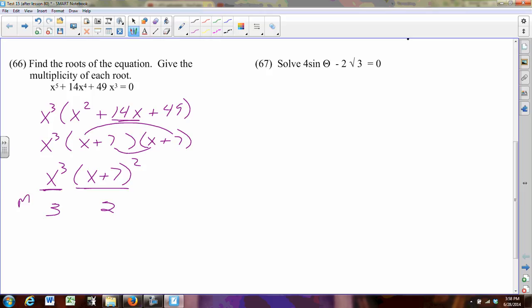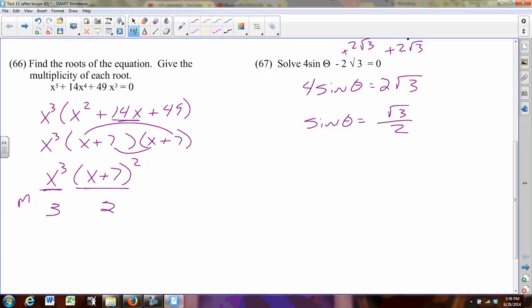To solve this equation, I automatically take 4 sine theta. I bring over plus 2 square root of 3, plus 2 square root of 3. Now I can divide by 4, which would give me square root of 3 over 2.